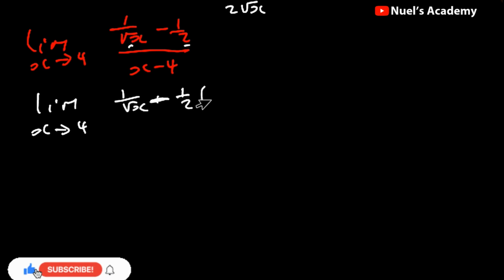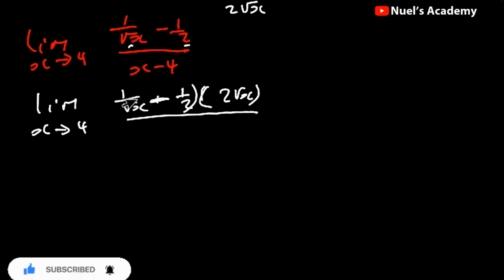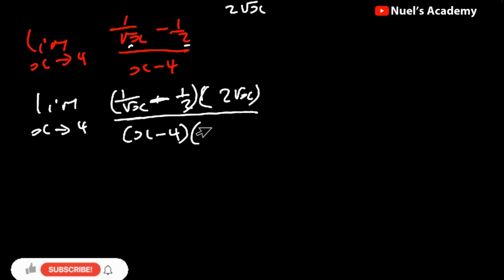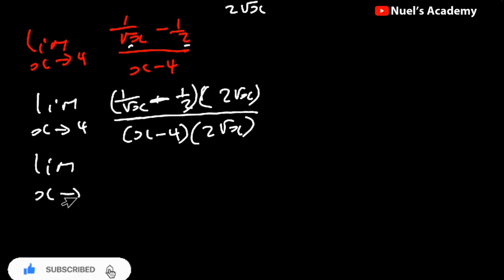Then let's multiply this by the LCM, which is 2 root x, then over, let's not forget this, over x minus 4 multiplied by 2 root x. So 2 root x times 1 over root x. Okay, let me write this first. x approaches 4. Then 2 root x times 1 over root x is equal to 2. Then minus 2 root x times 1 over 2 is equal to root x.